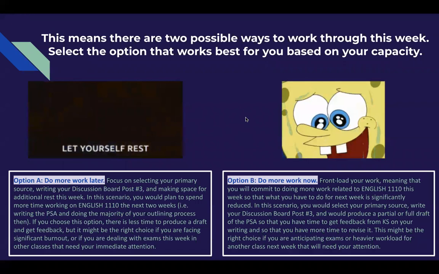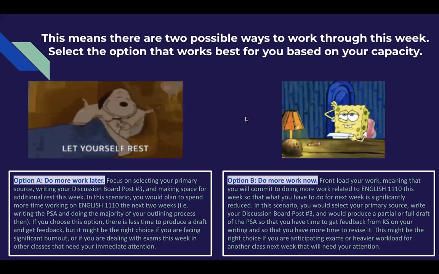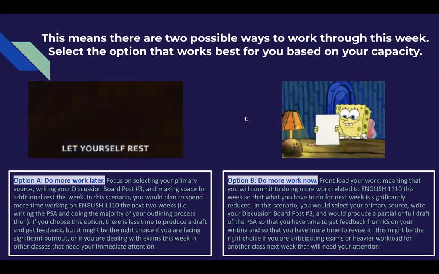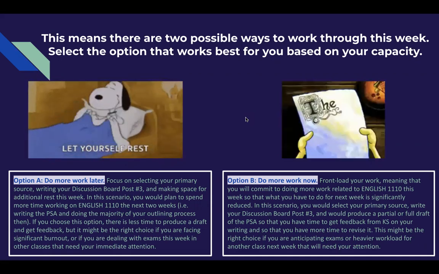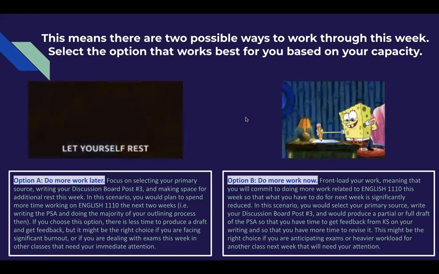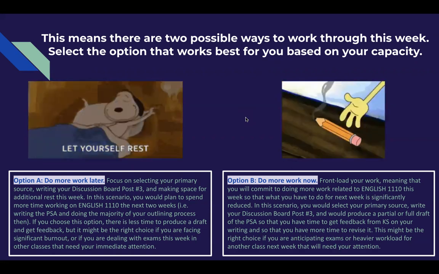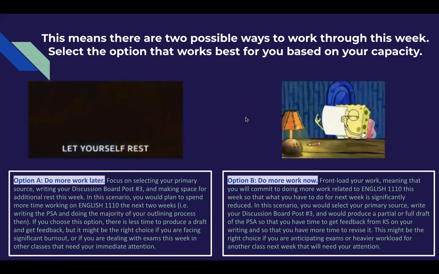But option A is the version of this work plan where you wouldn't necessarily do a lot of work this week. You might do absolutely nothing. You might just watch the lectures and have a sense of what's going on and really not do more than think about what your primary source might look like and potentially doing your discussion board post.